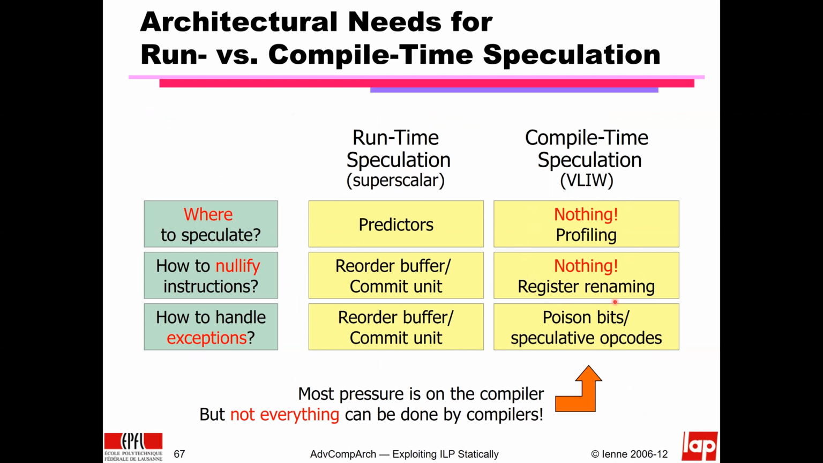Some of the things don't ask for anything or much in the architecture, but some of the things need something in the architecture. And once more, we'll come back to this later, talking of the Itanium, to understand exactly what is there to be done. Again, the problem are exceptions.